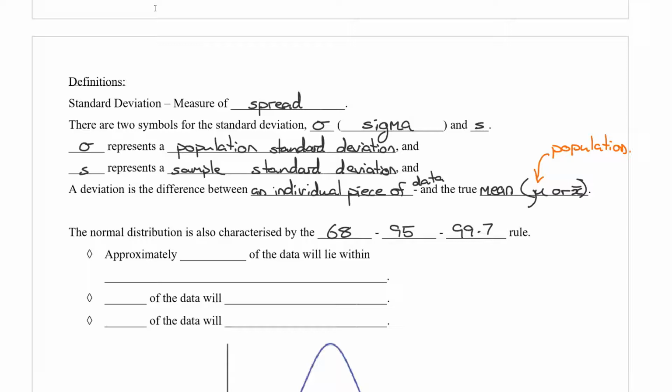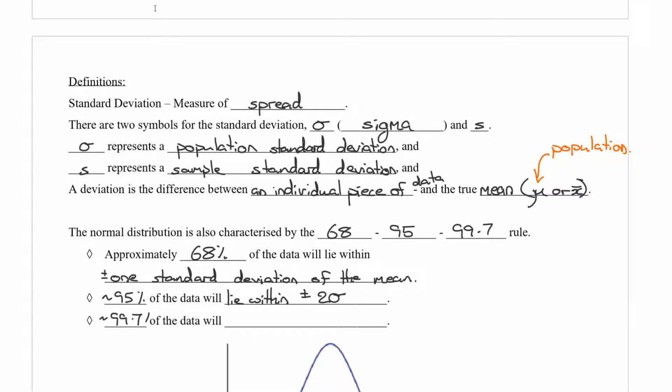Alright, the normal distribution is also characterized by the 68-95-99.7 rule. Approximately 68% of the data will lie within plus or minus one standard deviation of the mean. Approximately 95% of the data will lie within plus or minus 2 sigma, or 2 standard deviations. And approximately 99.7% of the data will lie within plus or minus 3 standard deviations.